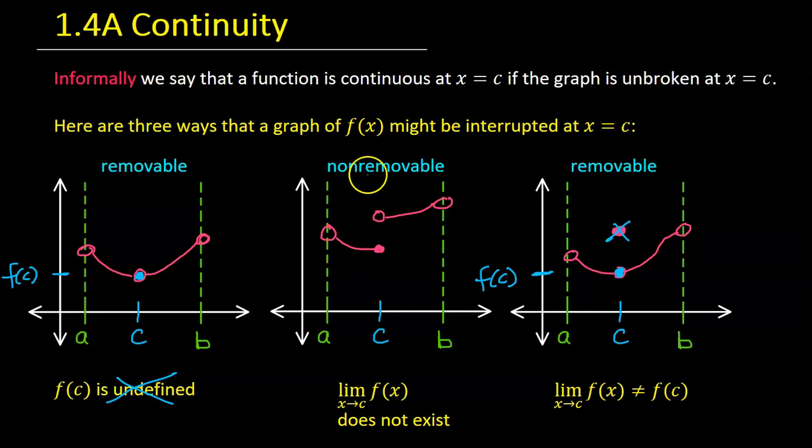The reason why this middle case is non-removable is there is no value where you can define f at c that will fill this gap. No matter where you put your dot, because f at c is really only going to cover a single point. There's no value of f at c that is going to fill in this gap. That's why this is called non-removable.